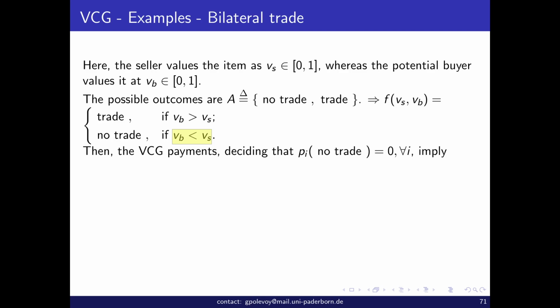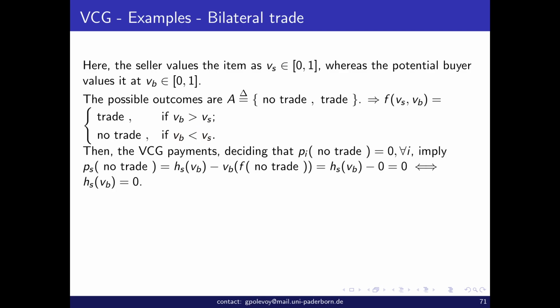Now let's determine them not by the rule, but rather by forcing that the no-trade case will not charge any payment. What then will be the implication for the case that we do have a trade? So assume that we require that no trade does not make anyone pay. What does it mean? First of all, the VCG payments are always h of the player depending on what the others do, minus the sum of the values of the other players for the chosen alternative.